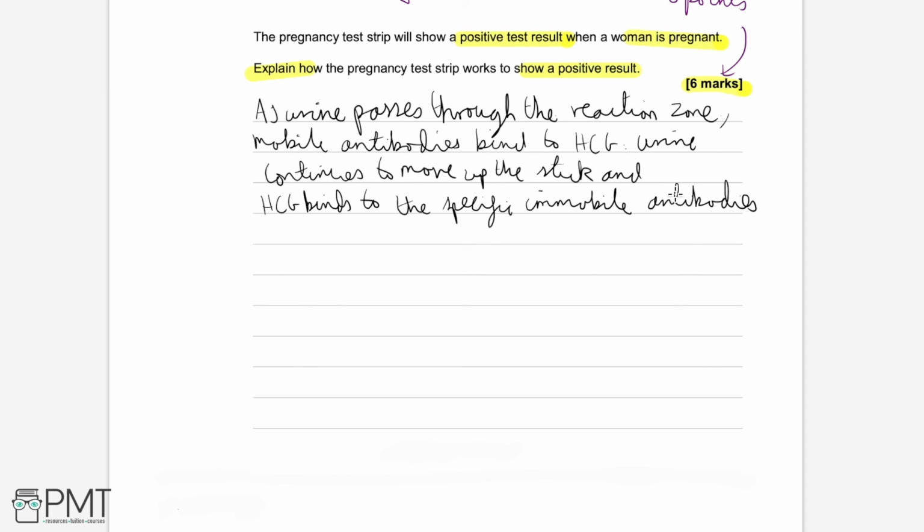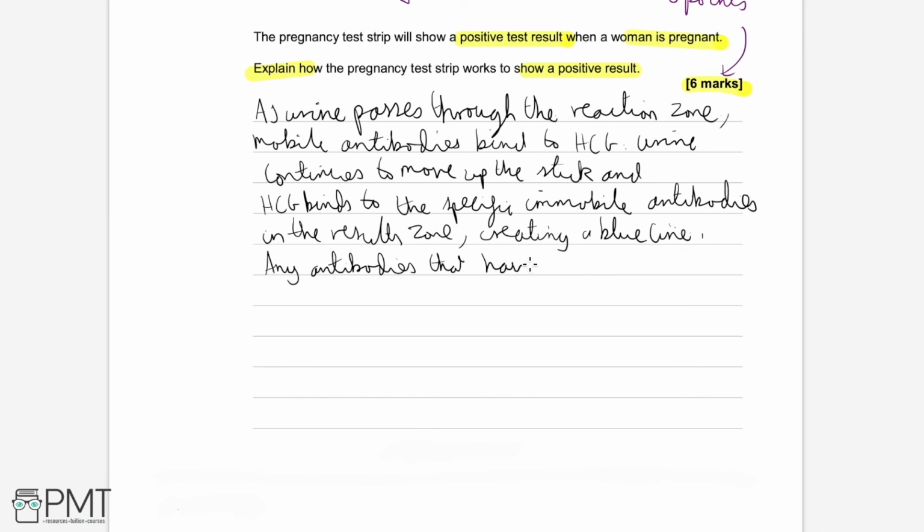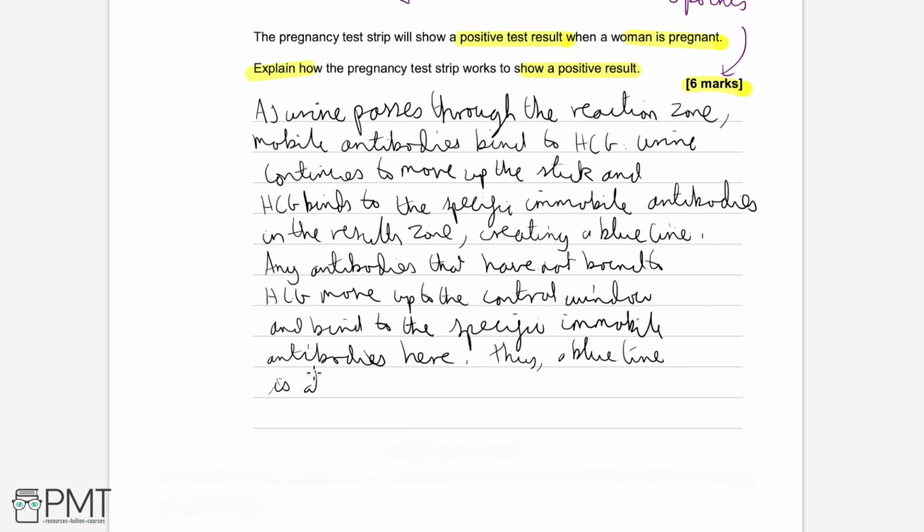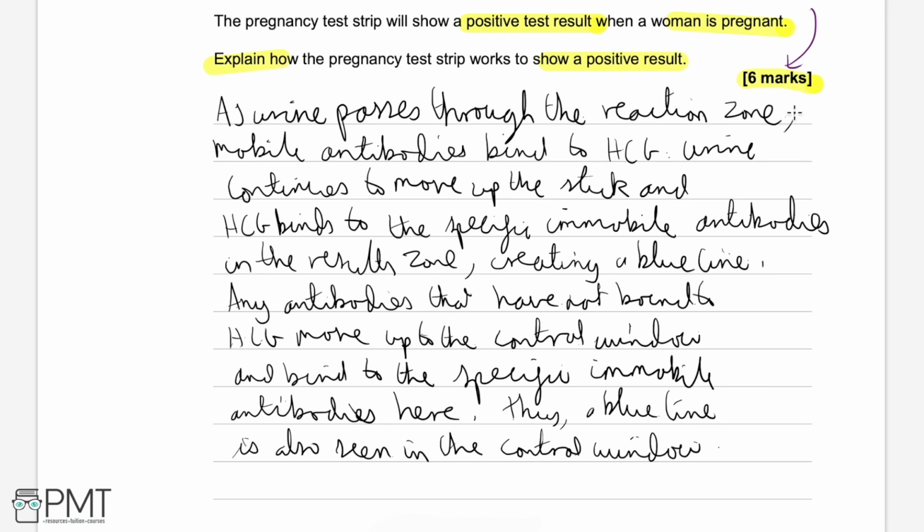Now, as we've already discussed, there are more mobile antibodies than there are HCG molecules. So, any antibodies that have not bound to HCG move up to the control window and bind to the specific immobile antibodies here. In a similar fashion to before, a blue line is created, so we need to mention this, saying that thus a blue line is also seen in the control window. Now this is sufficient for the full 6 marks. And let's have a look through our answer to see where the 6 individual points are, as noted with red ticks.